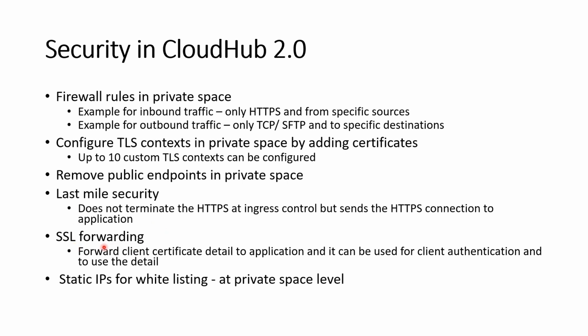We can also configure SSL forwarding. If we choose the option of SSL forwarding, then the client certificate detail will be sent to the application. An application can use this certificate detail for client authentication or for any other validation. At private space level, a static IP can be used for whitelisting. Other than these security configuration options in CloudHub 2.0, we can also use API Manager to configure policies to secure the Mule application and API.